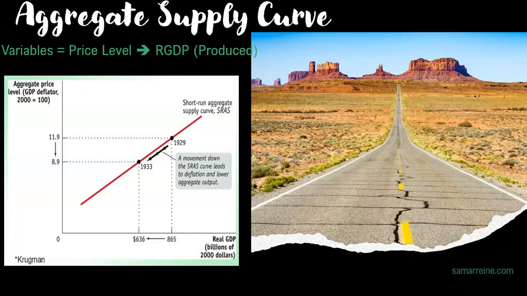Okay. Our next point is the aggregate supply curve. The word aggregate means total.